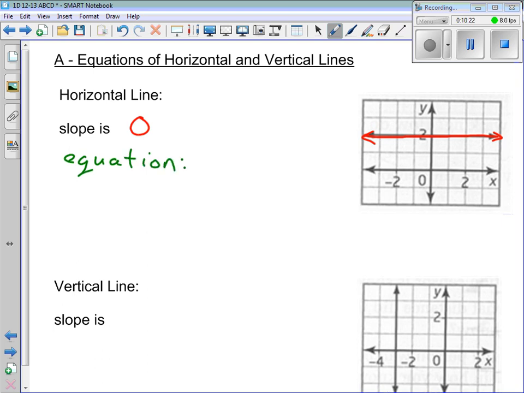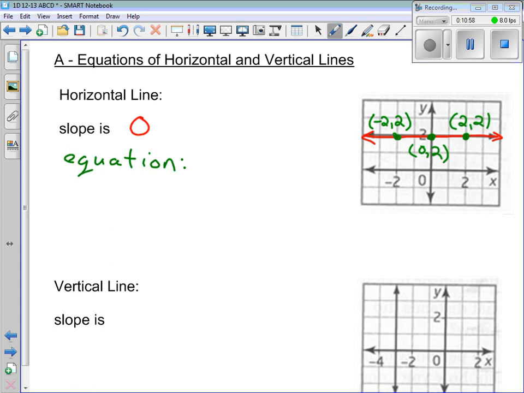Okay. Imagine picking a bunch of points that are on this line and looking at their coordinates. So if I pick this point right here, this has got coordinates x equals 0 and y equals 2. If I pick this point over here, my x is 2, my y is 2. If I pick this point right here, my x is negative 2, my y is 2.